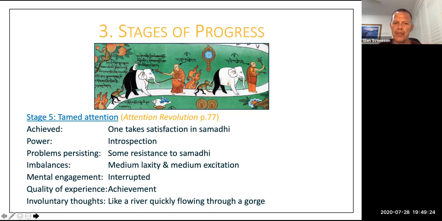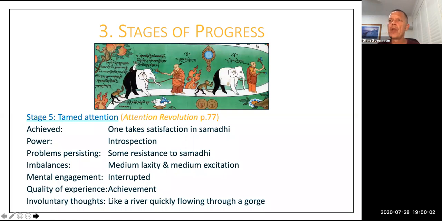Now the imbalances are this medium laxity and medium excitation. So the mental engagement is still interrupted, meaning our engagement on the object is still interrupted in this case by medium laxity and medium excitation. The quality of our experience, again, sense of achievement, and like stage 4, still has a fast-flowing river of thoughts moving through the mind. So just to read a little bit more about stage 5 here from Attention Revolution. This is on page 77, so let's have a look at that.